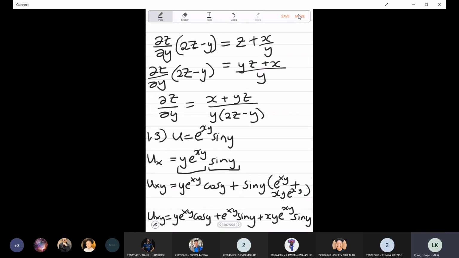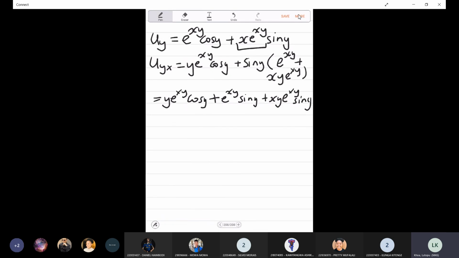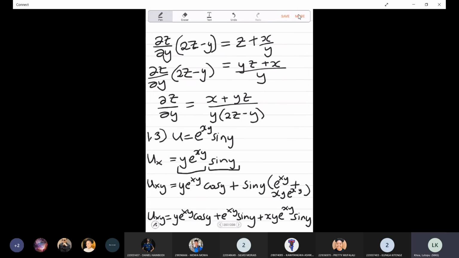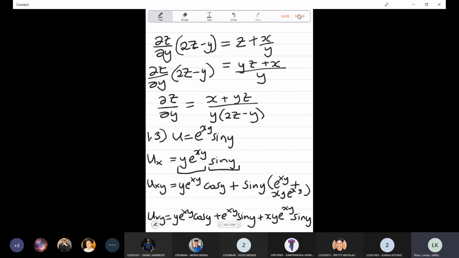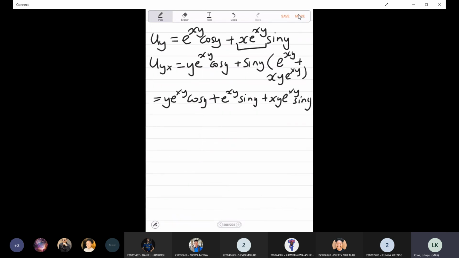So we have y e to the power of xy, then e to the power of xy sine y, then xy e to the power of xy sine y. Okay, so you're sure then that what you've done is correct. Very important that you must have u_xy equal to u_yx, otherwise check your work.